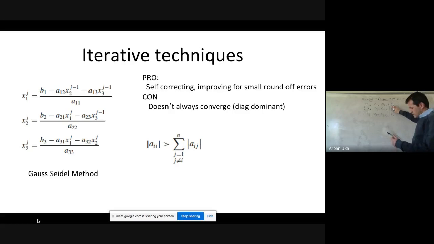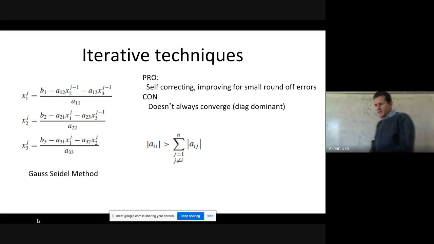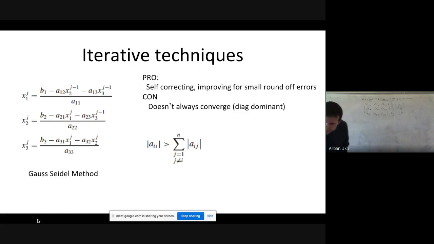This is x1, x2, x3, and this is b1, b2, b3. So this is the system of equations.